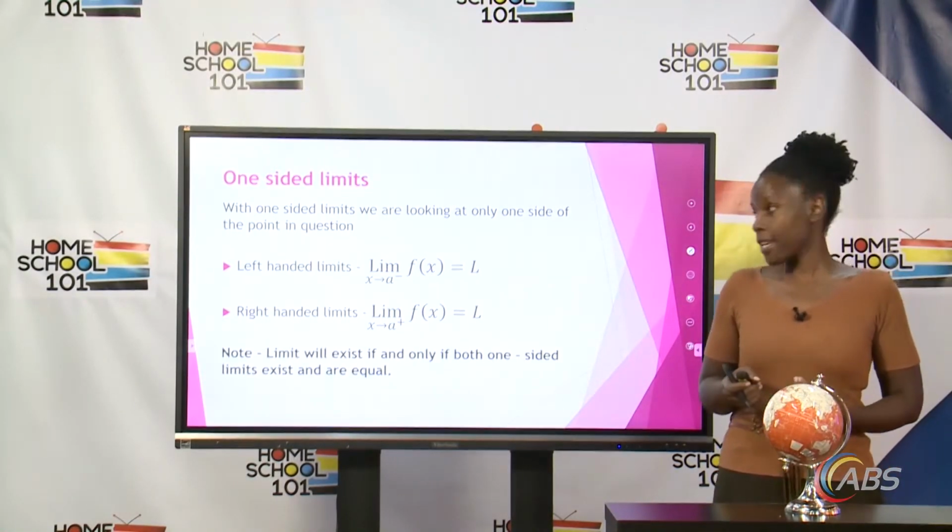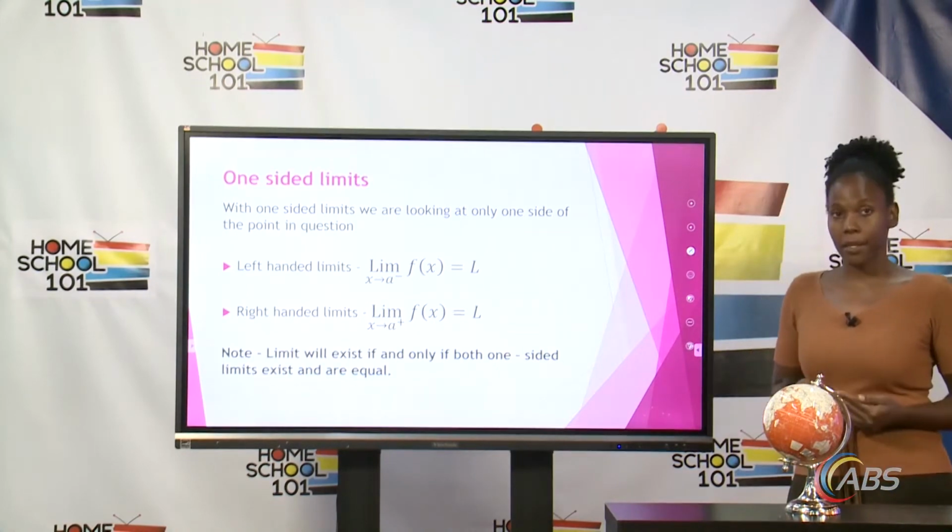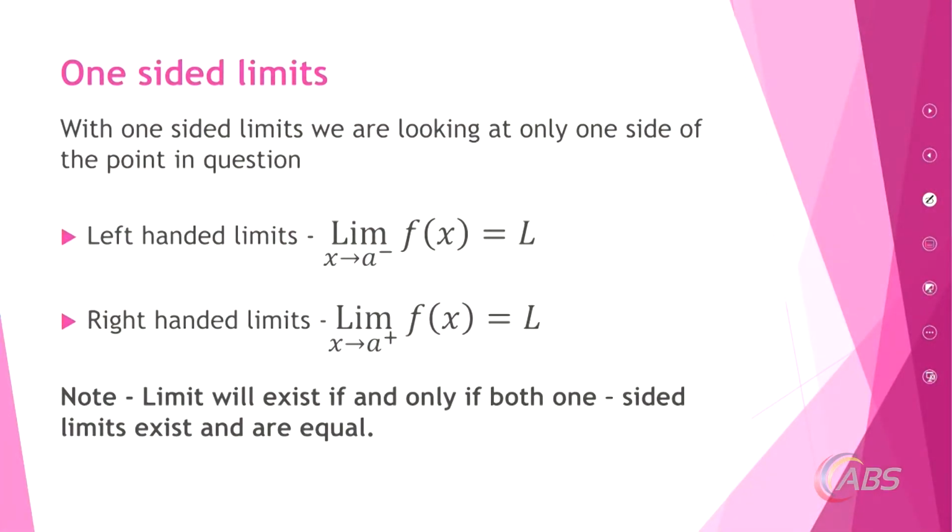We will then proceed to look at one-sided limits. With one-sided limits, we are looking only at one side of the point in question. For left-hand limits, we have the limit of f of x equals L as x approaches a from the minus side. We would see signs here. To know whether it's a one-sided limit, you would usually see the signs, either a negative sign here or a positive sign.